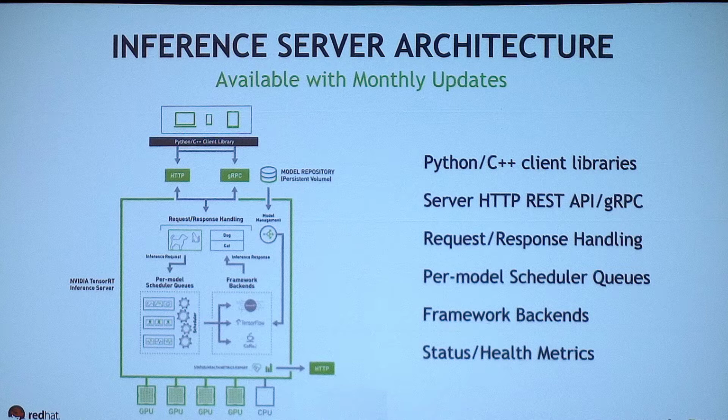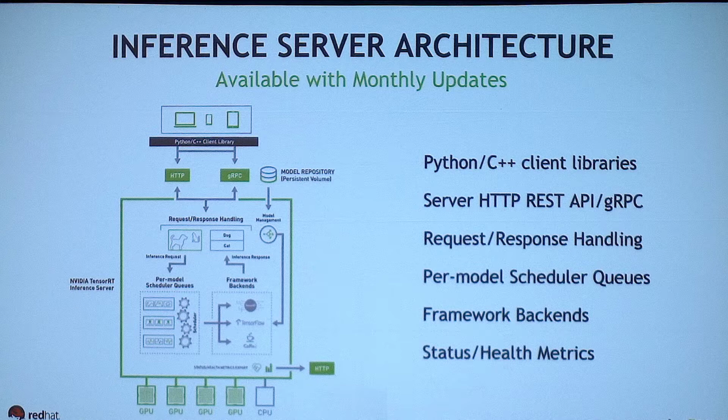So for example, if this request needed a ResNet 50 model, it would go to the ResNet 50 queue. If it needed an Inception model, it would go to that one, and so forth. And then from there, it goes to the framework backend. If that model was in TensorFlow, it would go to the TensorFlow backend. If it was a TensorRT model, it would go to that backend, and so forth. And then from there, the request gets sent back through handling and back to the client.